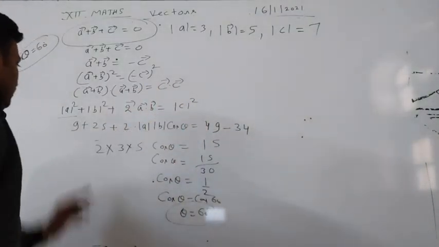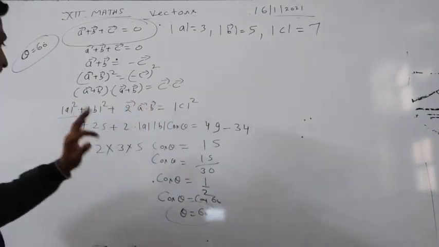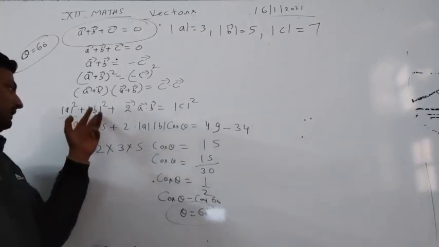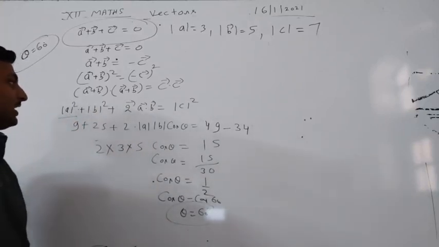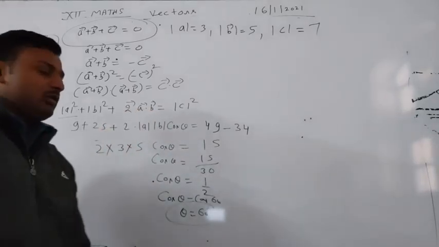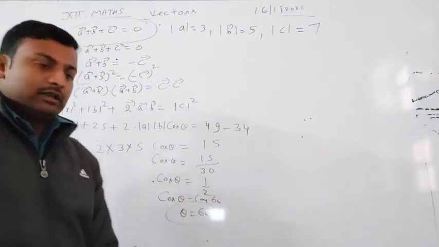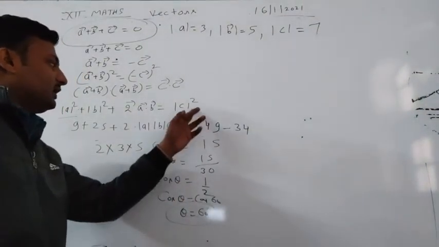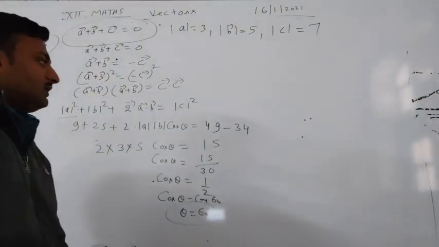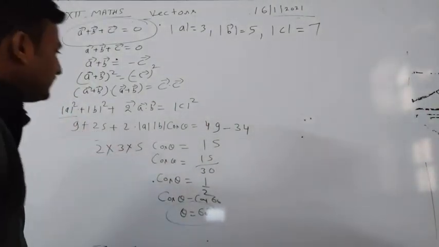So when we put the values of magnitude of A, B and C, A is 3, and here is squaring, so we write 9, and here is 25, and this A dot B, we can write the formula. This A dot B is magnitude of A, magnitude of B cos theta, and this is equal to magnitude of C square, and C square is 49.